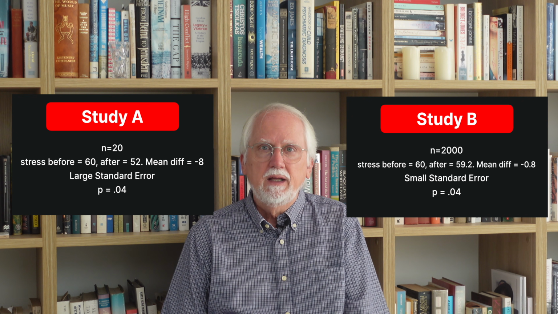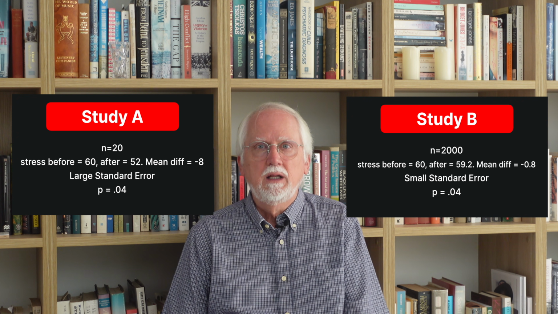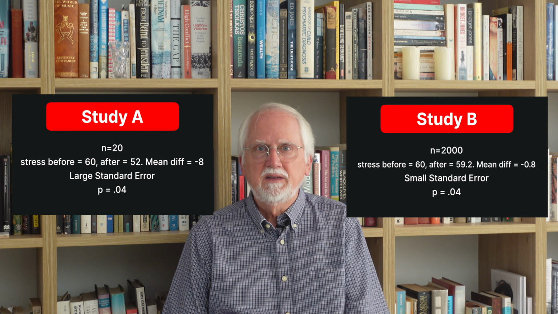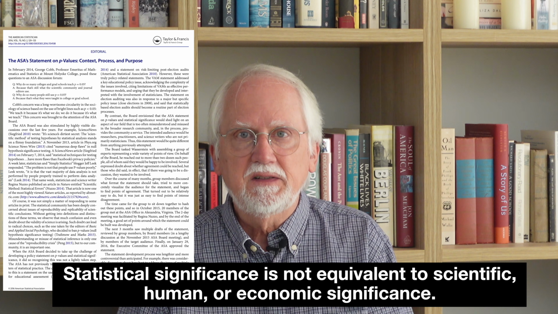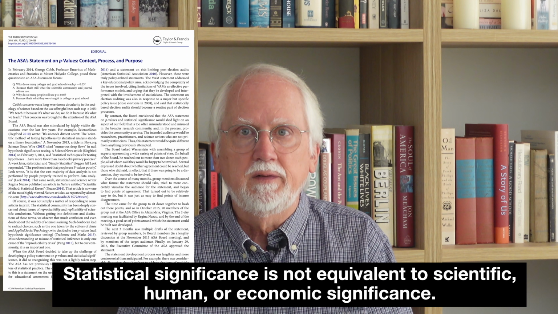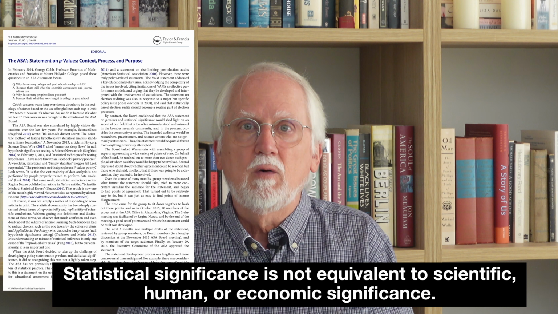The p-value is a measure of evidence against the null. But evidence that a large effect exists and evidence that a tiny effect exists can produce identical p-values. This is why the American Statistical Association, in a landmark 2016 statement authored by Wasserstein and Lazar, emphasized explicitly that statistical significance is not equivalent to scientific, human, or economic significance. The ASA also made several connected points that apply directly to how you interpret research.